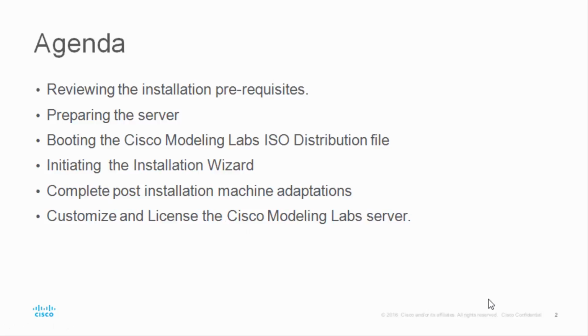First, let's take a look at our agenda. We will look at the necessary prerequisites to installing a bare metal deployment of Cisco Modeling Labs. We will then examine what needs to be performed to prepare our server for the installation process. With the server preparations completed, we will then boot the ISO distribution file and answer the queries and prompts from the installation wizard. This will format and initialize the server's internal storage disk and transfer the Cisco Modeling Labs software components to the specified volume.